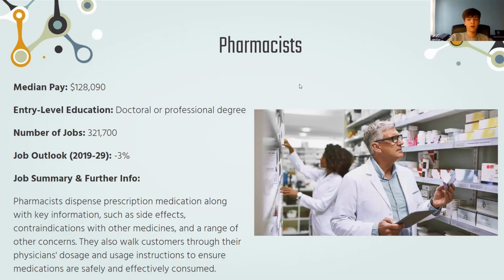The work schedule of a pharmacist is usually full-time. However, 1 in 5 pharmacists may work part-time shifts. And because pharmacies are open at all hours, some will also work nights and weekends.